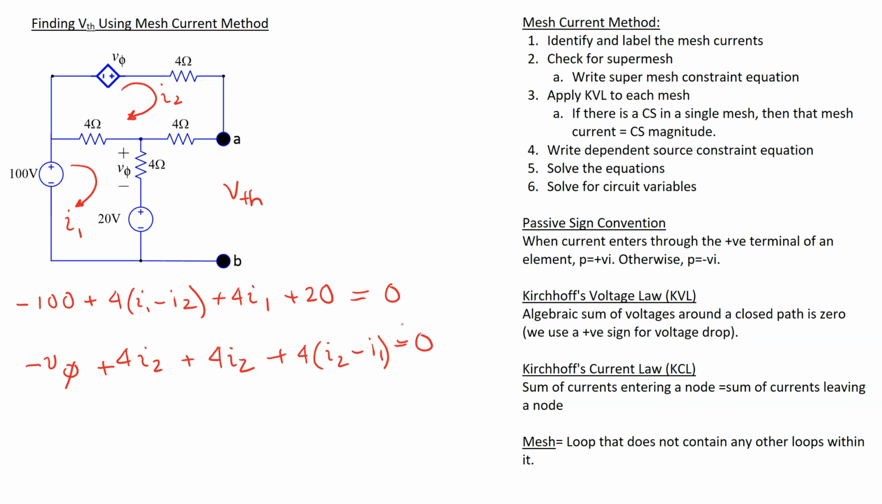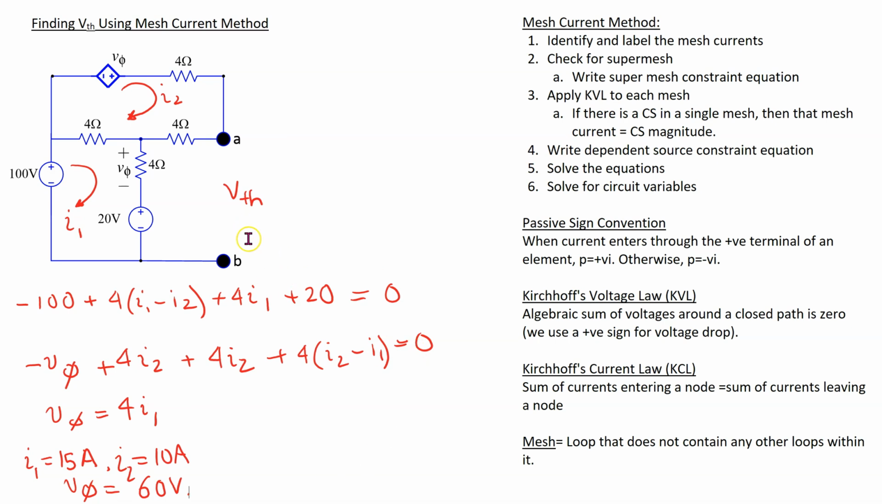is equal to 0. Because the circuit has a dependent source, we need to express V phi in terms of mesh currents. So V phi is the voltage here. Applying Ohm's law to the 4 ohm resistor, V phi is equal to 4 times I1. So we can see that we have 3 equations and 3 unknowns. These can be solved to show that I1 is 15 amps, I2 is 10 amps, and V phi is 60 volts. So this completes the mesh current analysis.